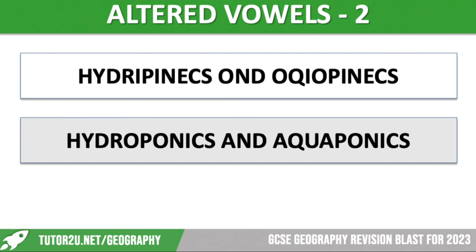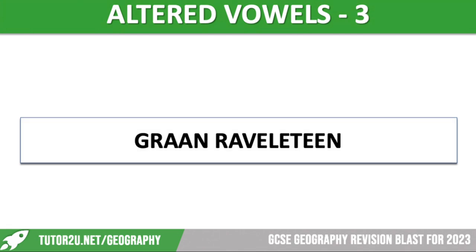You can move your crops around quite easily, but they are really expensive to set up and run because they require quite a lot of heat and light, and they do need technical expertise. The equipment can also break down really easily. Other people sometimes argue that the produce doesn't taste as good if it's made in this sort of environment. Let's move on to our third.